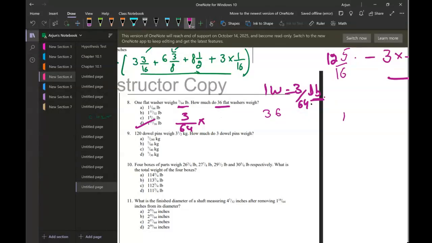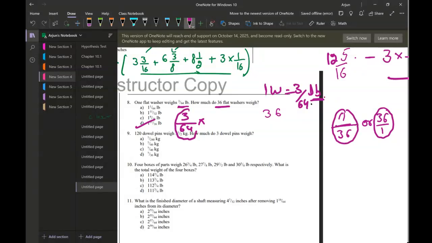Now I need to decide: shall I multiply by 1 over 36 or 36 over 1? I can clearly see that the number should increase, so 36 over 1 will make more sense rather than multiplying by 1 over 36.